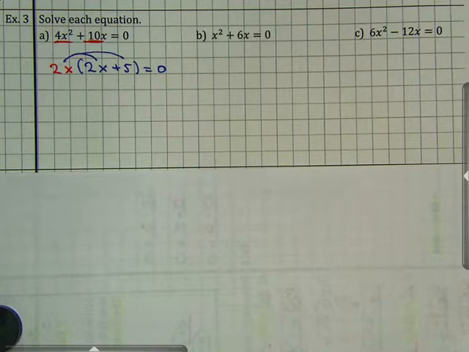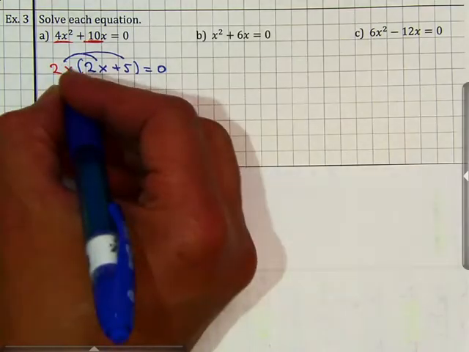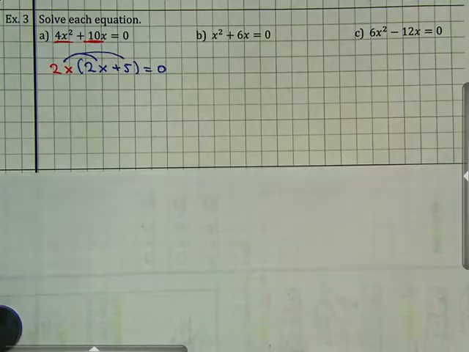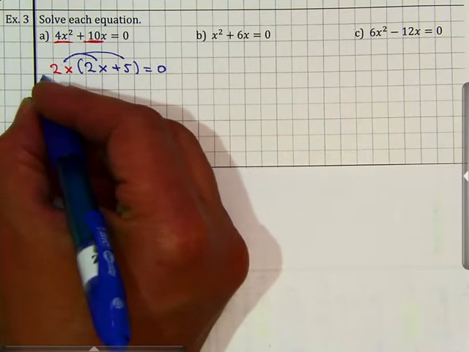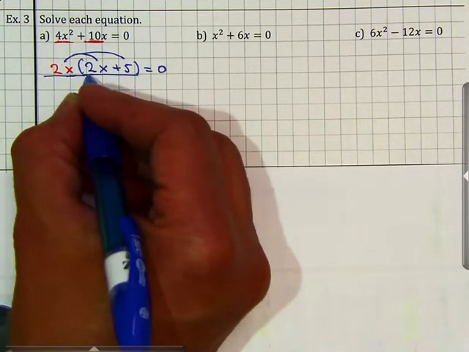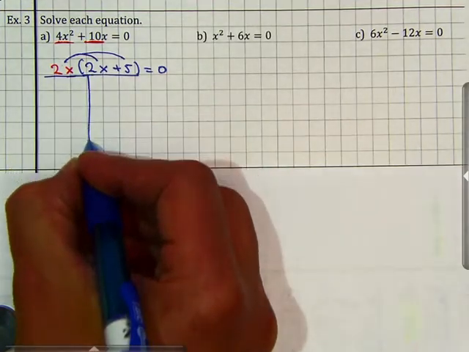I should take the time to make sure that it works. 2x times 2x is 4x squared. 2x times 5 will be 10x. Perfect. And now we are going to use our zero product property. I know that they're both multiplying and they're equal to 0, so I know that either one or the other equal to 0 or both.